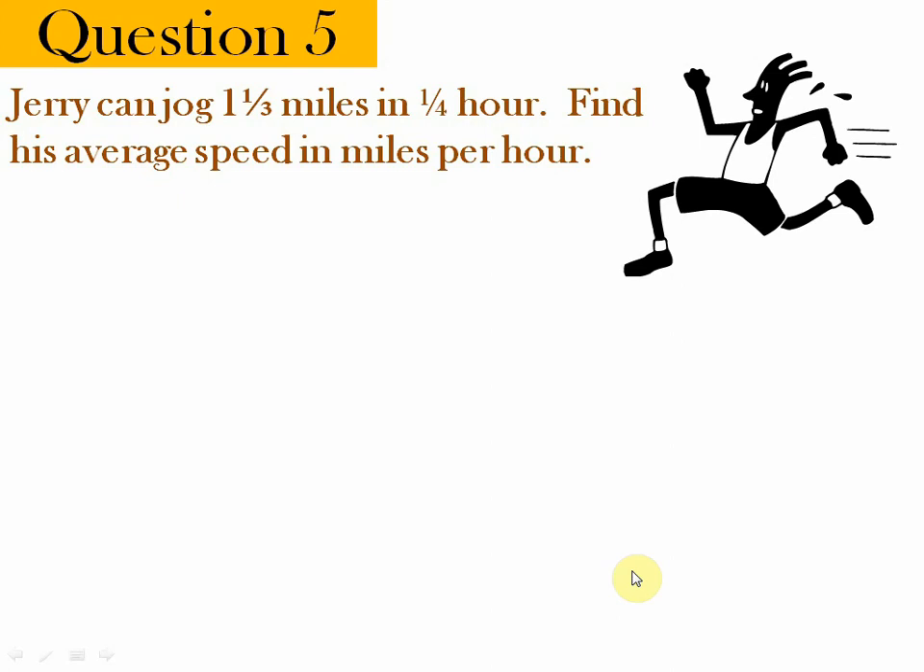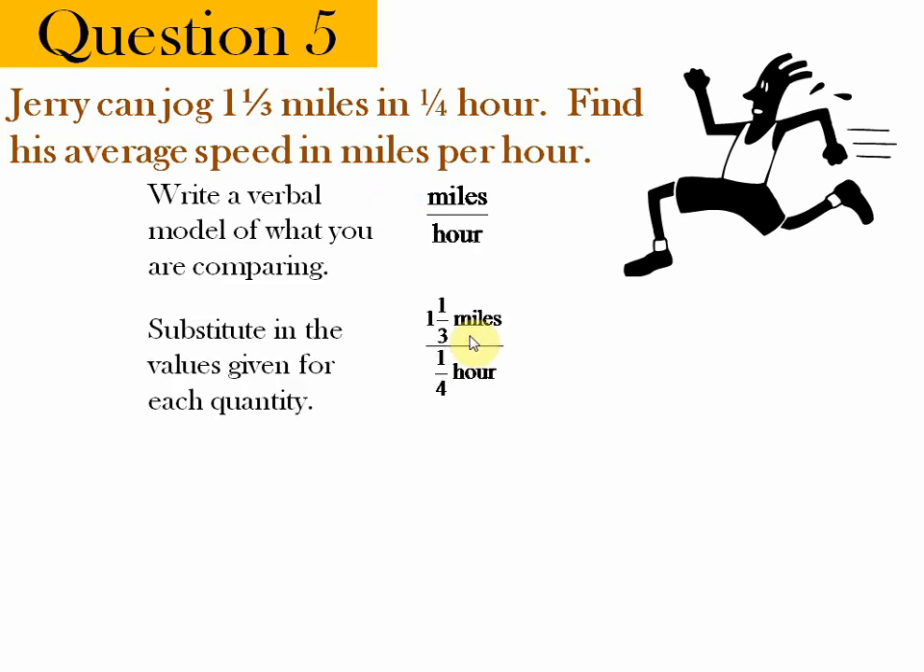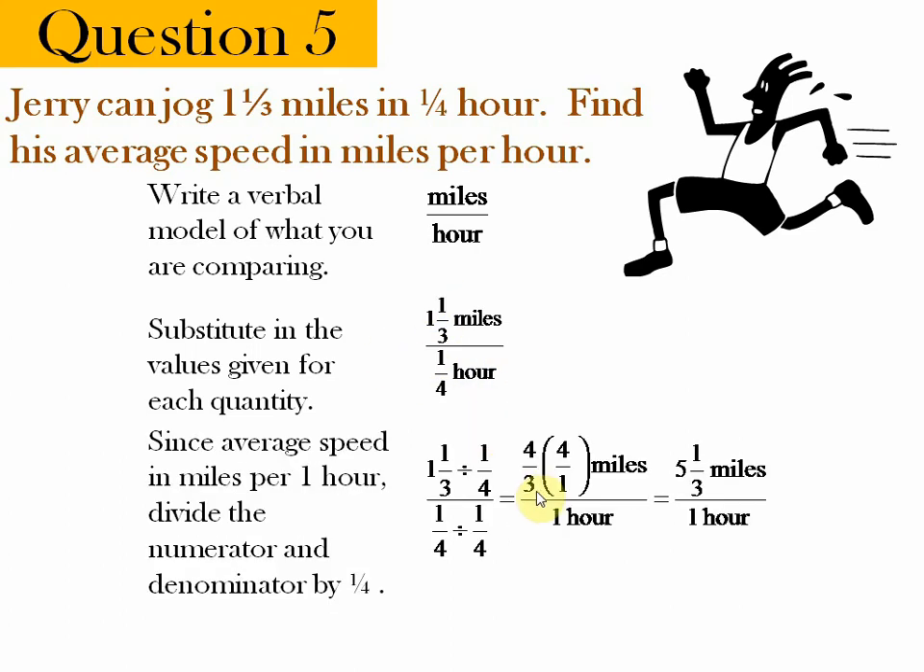Next, moving on, question number 5. Jerry can jog 1/3 mile in 1/4 hour. Find his average speed in miles per hour. Again, the formula is miles per hour, which is distance over time. So the distance is 1/3 mile in 1/4 hour. First we have to calculate the distance per hour, so we have to reduce this to 1 hour. So we multiply the numerator and denominator by 4. We get 1/3 divided by 1/4.